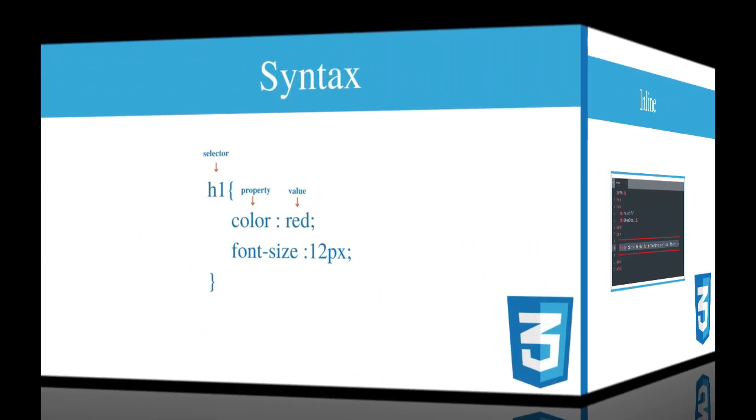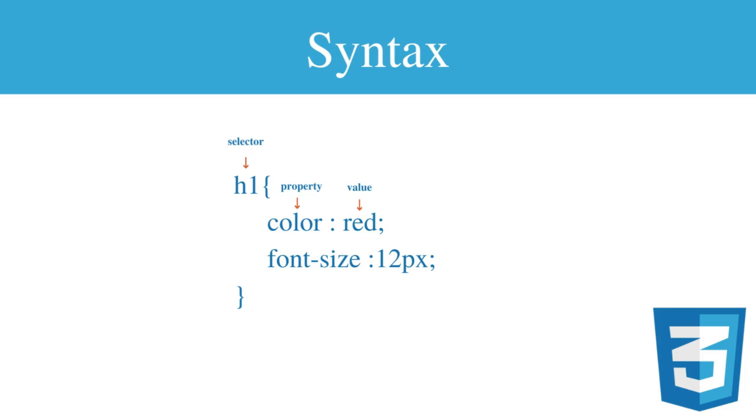Now have a look at the syntax. Here h1 is the selector. You can also use class and id as a selector, whereas color is a property and red is a value. Each property is separated by a semicolon and this whole thing is called a declaration block.